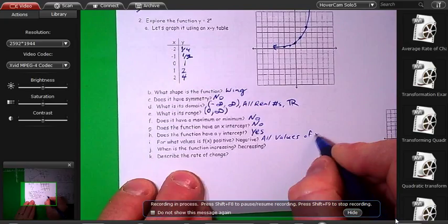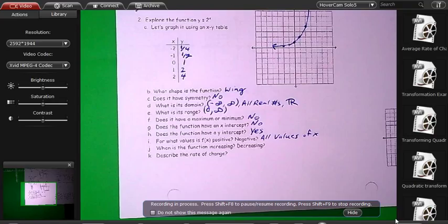Now, this is only true for the parent function, or mostly for the parent. There will be some other transformations where you will have some negative numbers, but not for the parent. Everything we're talking about right now is the parent.